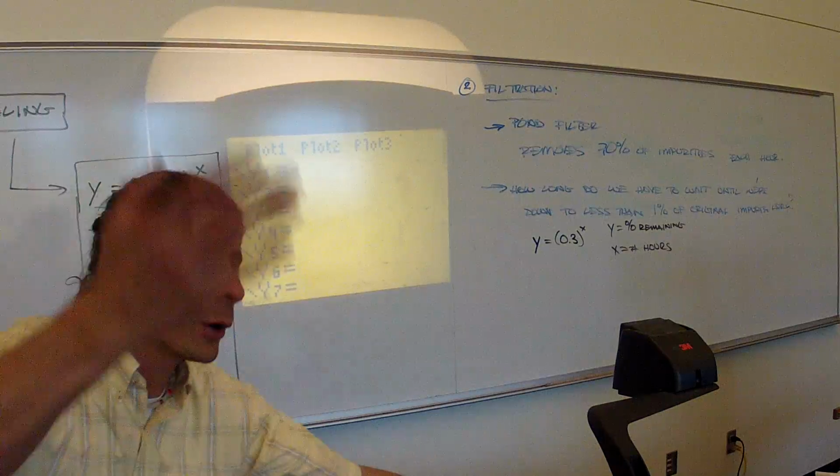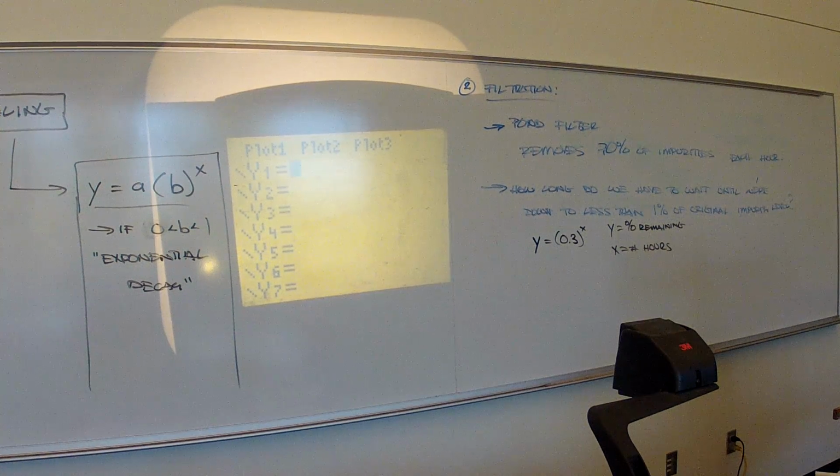You know how to do it. Let's just get the equation in. 0.3 to the x power. That's all the equation is. I mean, you can put a 1 times it, but there's no need to. So 0.3 to the x power is what's remaining.